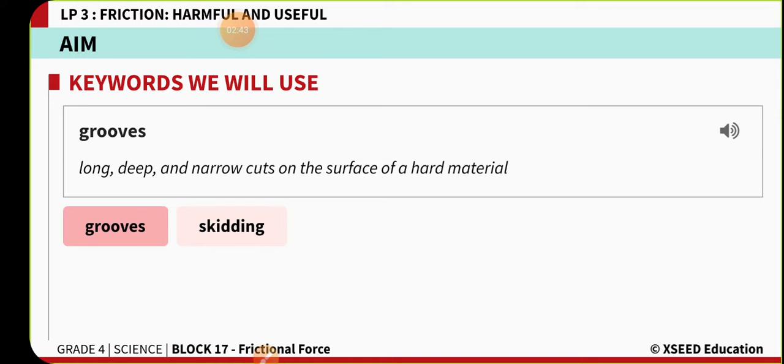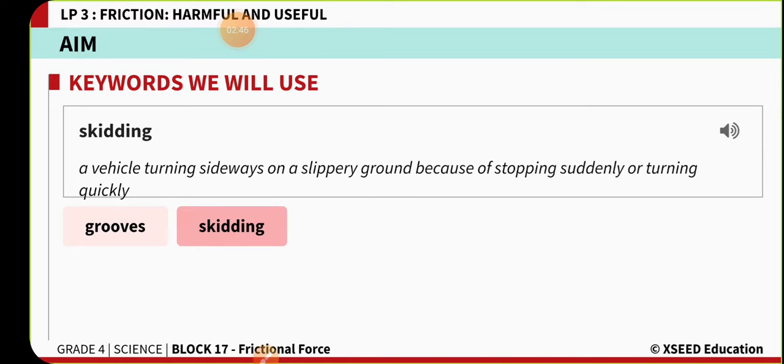The next keyword we are going to learn today is skidding. Skidding is nothing but turning the vehicle sideways on a slippery road. If the surface is slippery, the vehicle will skid easily. Skidding: a vehicle turning sideways on a slippery ground because of stopping suddenly or turning quickly.